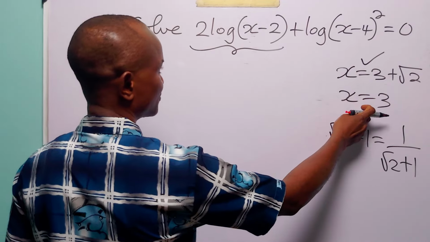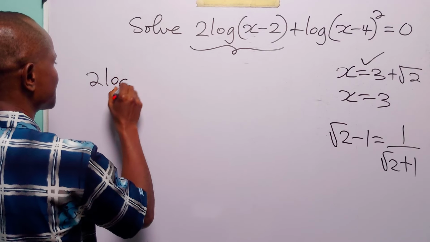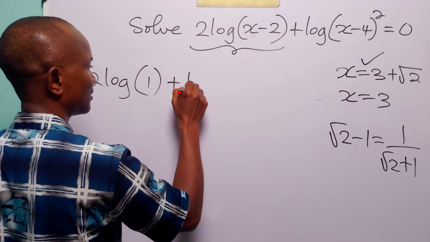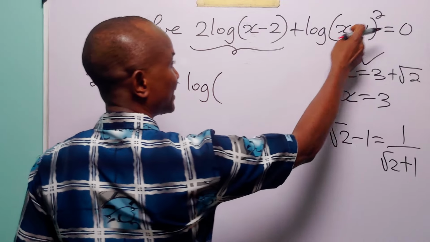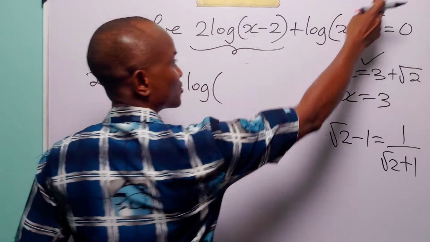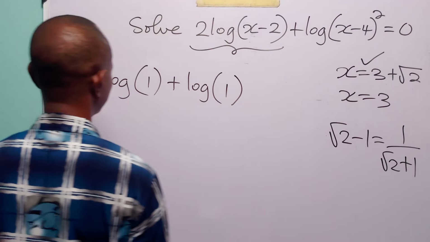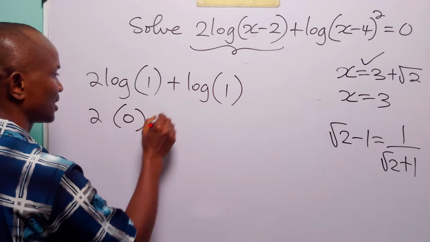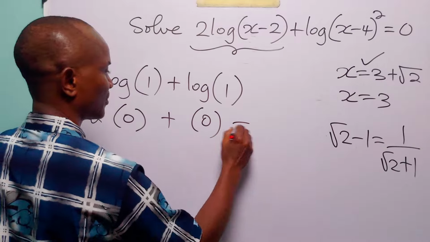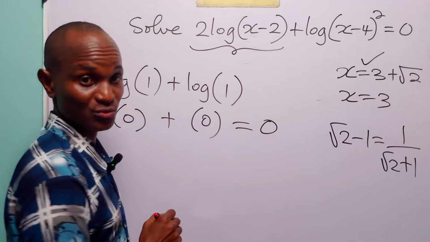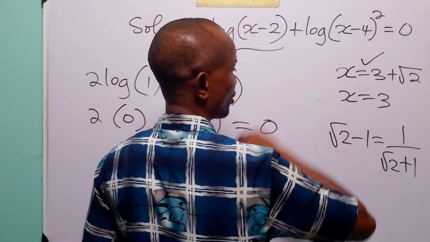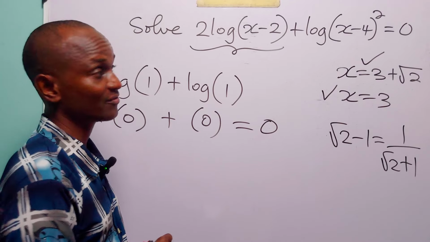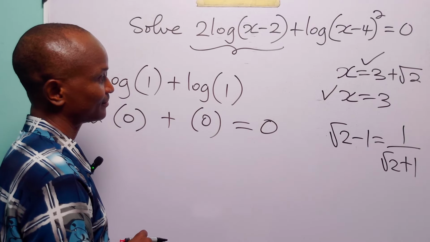And when x is equal to 3, we have 2 times log 3 minus 2 is 1 plus log 3 minus 4 is minus 1. Minus 1 squared is 1. This is 2 times log 1 is equal to 0. And of course, 0 plus 0 is equal to 0 once more, which is what we have on the right-hand side of the original equation. So x equal to 3 also satisfies the original equation.